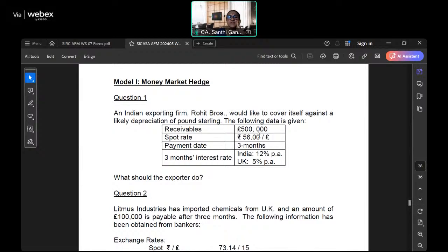What is the spot rate? What is the payment date? What is the 3 months interest rate? The firm would like to cover itself against a likely depreciation of pound sterling.